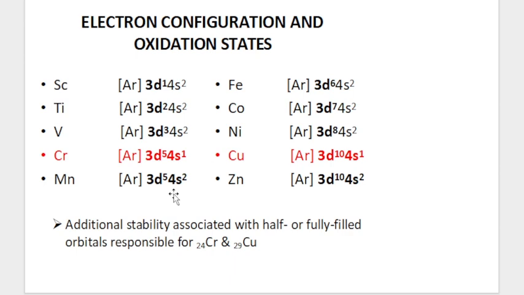So if we are to consider the electronic configuration of some of the transition metals, the first 10 transition metals are the most important transition metals, and they include scandium, titanium, vanadium, chromium, manganese, iron, cobalt, nickel, copper, and zinc. Notice something, that in the case of your copper and your chromium, instead of having 2 electrons in the 4s orbital, it preferably takes 1. Why? Because additional stability is associated with half-filled or fully filled orbitals, and that is why you have a variance in the electronic configuration of chromium and copper.